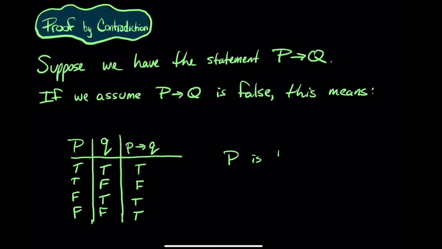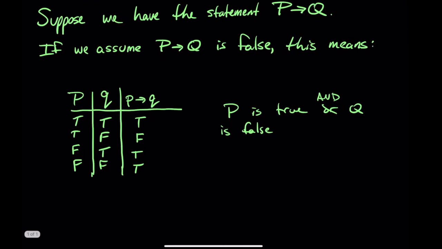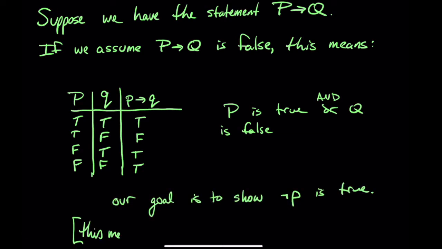Okay, so if we look at where if P then Q is false, that means that P is true and Q is false. That's the only option. So what we're going to do is show that not P is also true, from our assumption that if P then Q is false.